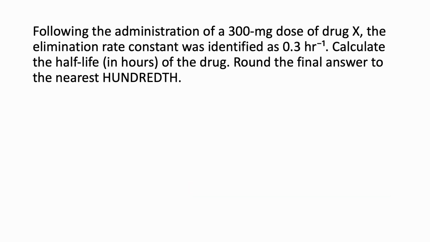Question. Following the administration of a 300 milligram dose of a drug X, the elimination rate constant was identified as 0.3 per hour. Calculate the half-life in hours of the drug. Round the final answer to the nearest hundredth. So in this one, you have an elimination rate constant of K equal to 0.3 per hour. From the unit here, this tells you that the drug follows first order kinetics.